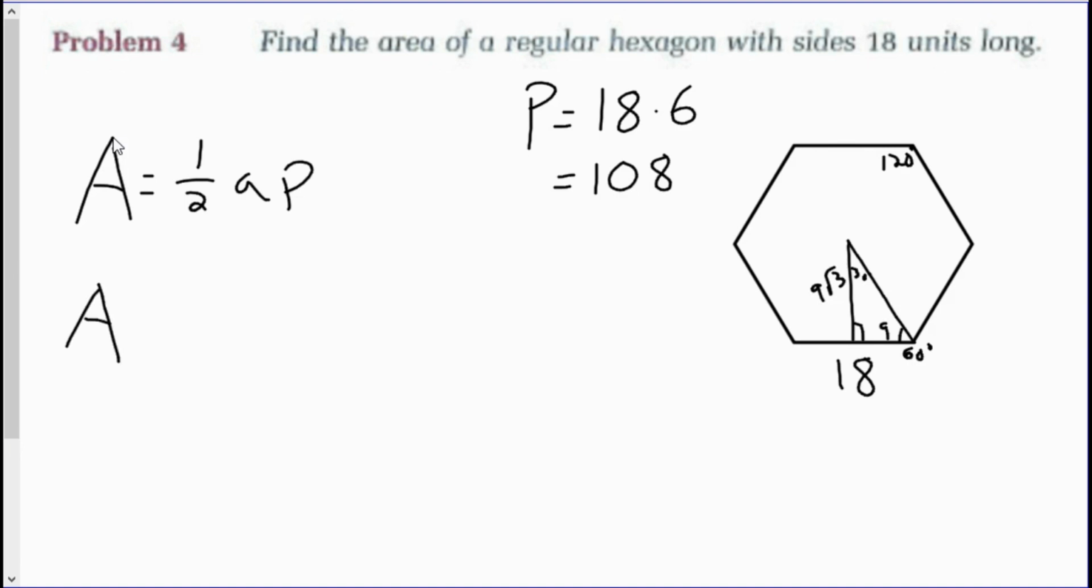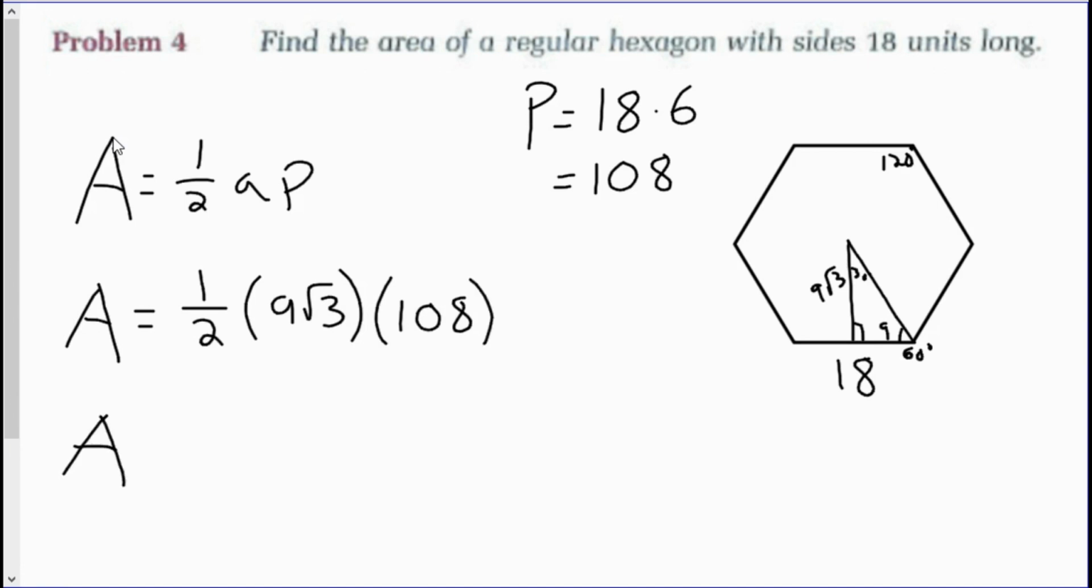So now I have my apothem and my perimeter. I can plug them back into my formula. So I'd have 1/2 times 9 root 3 times 108, which would give me a total area of 486 root 3 units squared.